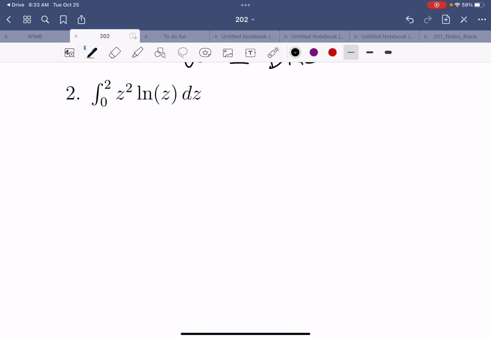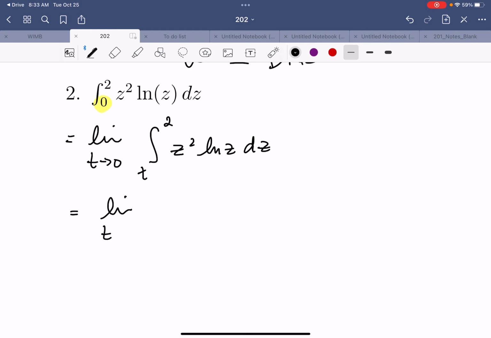Number 2, from 0 to 2 of z squared ln of z. There's no infinity in this one, but we know that the natural log does not exist at 0. So we're going to make this the limit as t goes to 0 of the integral from t to 2 of z squared ln z dz.